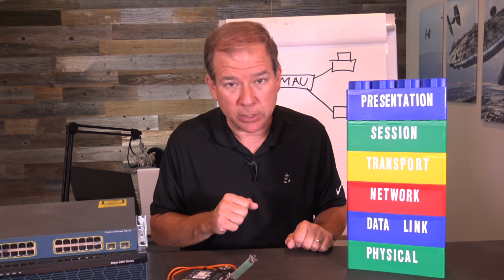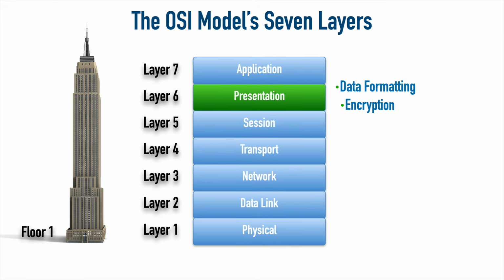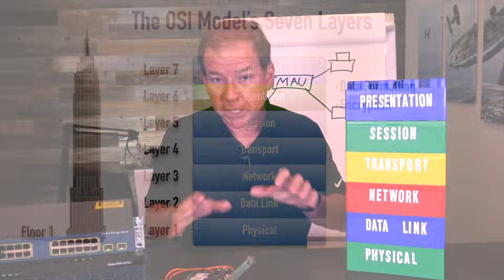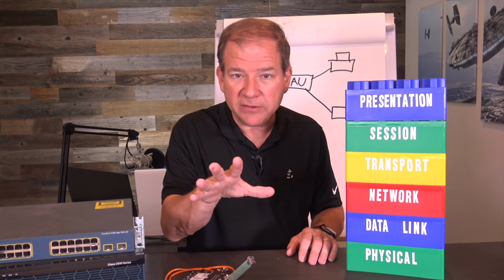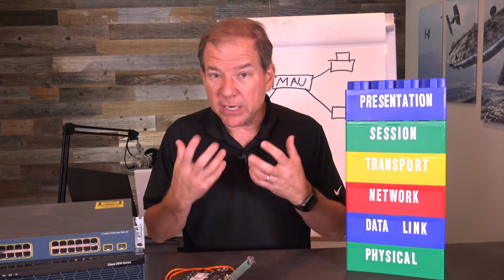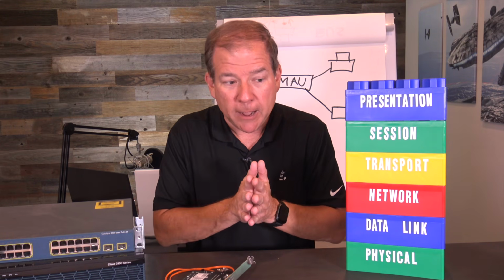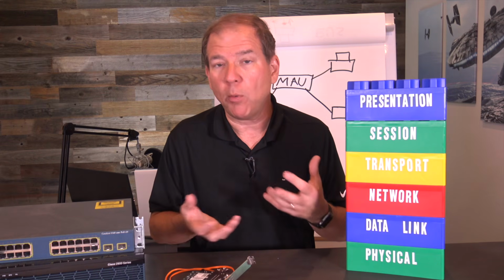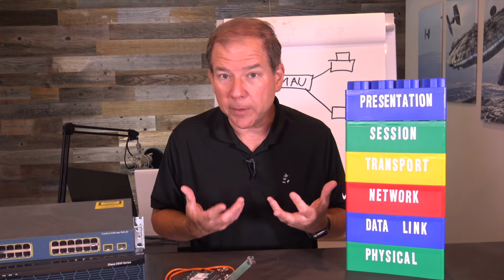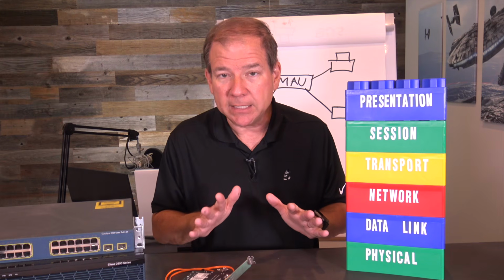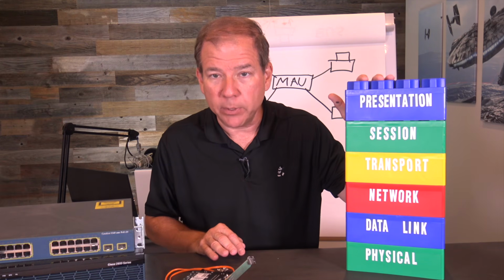Something else happening at the presentation layer is encryption. We want to make sure that for security reasons, if I send sensitive information across the network, if it's intercepted by a malicious user, we don't want them to be able to interpret that information, so we can use encryption to prevent that. That's an example of something happening here at the presentation layer.